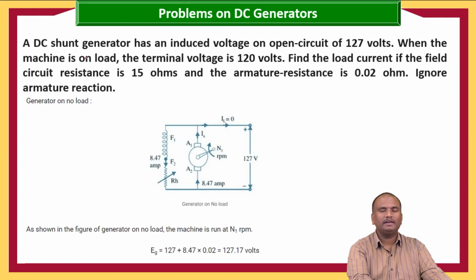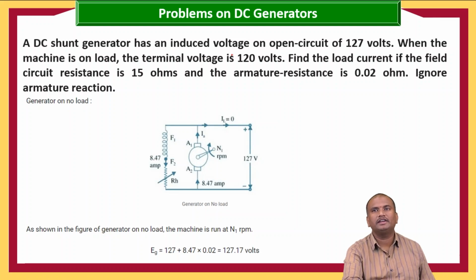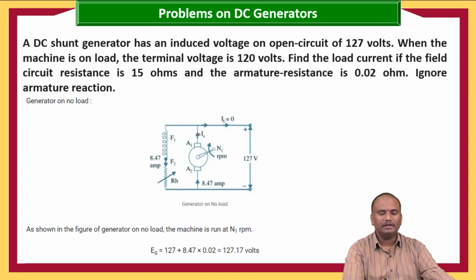The next one is a DC shunt generator has an induced voltage on open circuit of 127 volts. When the machine is on load, the terminal voltage is 120 volts. Find the load current if the field circuit resistance is 15 ohms and the armature resistance is 0.02 ohms. Ignore armature reaction. Here, this is the DC shunt generator which we are considering.